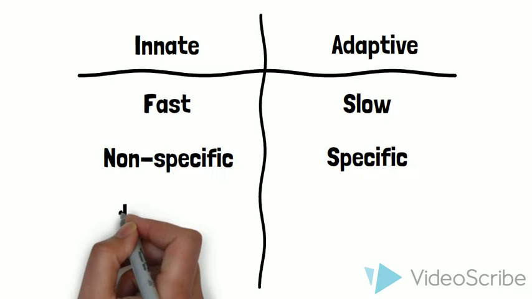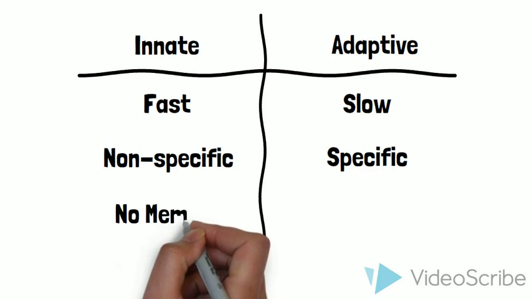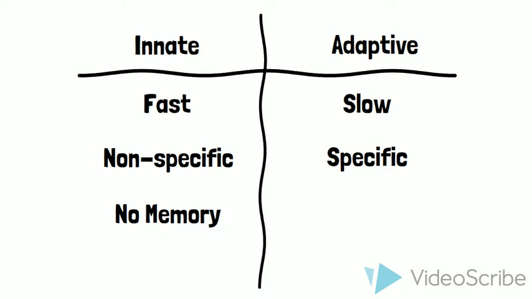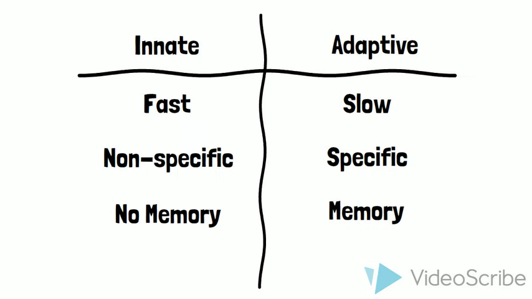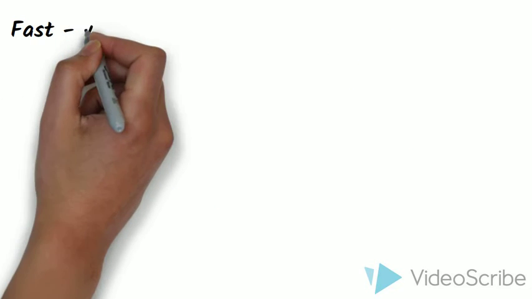Lastly, cells from the innate immune system display no ability to remember microorganisms they have been exposed to before, while the adaptive immune system can develop cells with memory capacity. So why are these defining features important? Well, let's take each one by one.